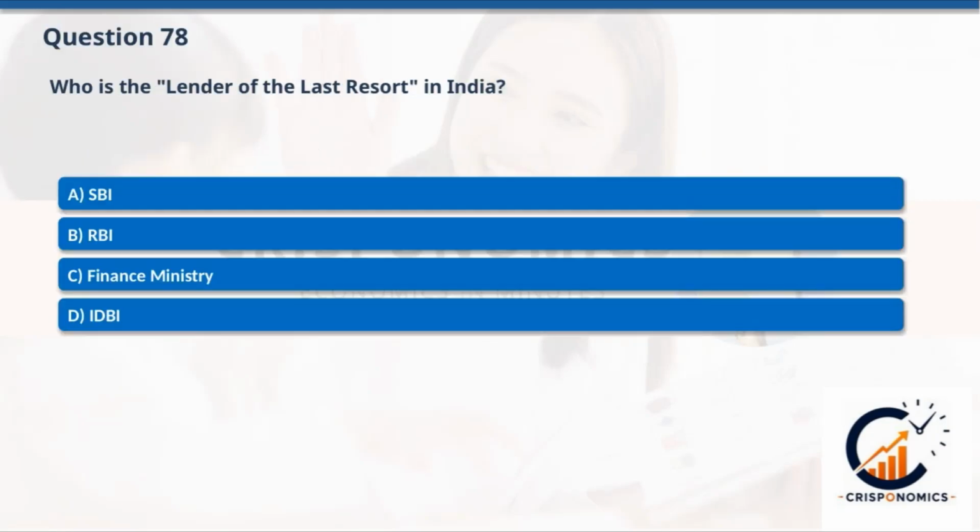Let's talk about the concept of the lender of the last resort in India. This term refers to the institution that steps in to provide emergency funding when all else fails, when banks or financial institutions face a liquidity crunch. Among the options here, the Reserve Bank of India, or RBI, holds this crucial role. It acts as the ultimate backstop, ensuring stability in the financial system during times of crisis.